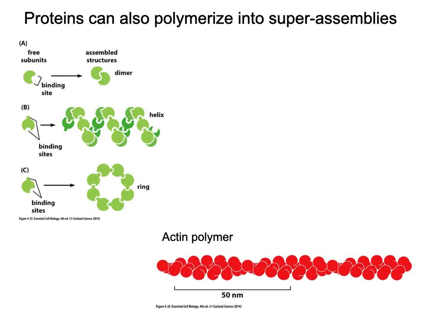Proteins can also bind to subunits and polymerize. So we can have free subunits, but maybe they would bind to another subunit and form a dimer. If we had multiple subunits coming together, again we're forming a polymer, and this could either have a helical shape to it, or maybe we're going to form a ring. Molecules like actin will form a polymer, and that allows it to function. So its quaternary structure is this binding together of these different subunits.